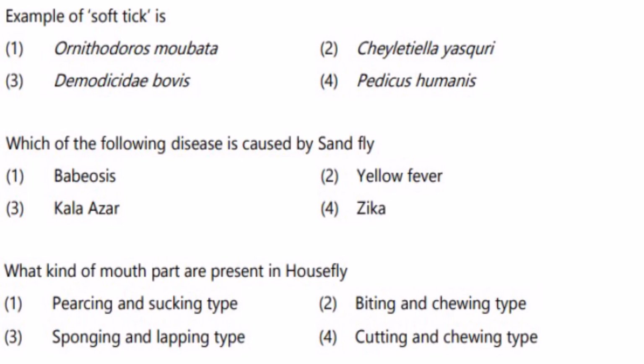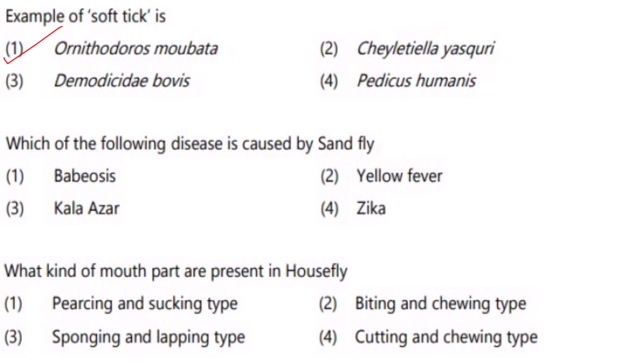Now soft ticks are known to cause diseases like tick-borne relapsing fever. And the soft tick that transmits this tick-borne relapsing fever belongs to the genus Ornithodorus. So here the example will be Ornithodorus moubata.